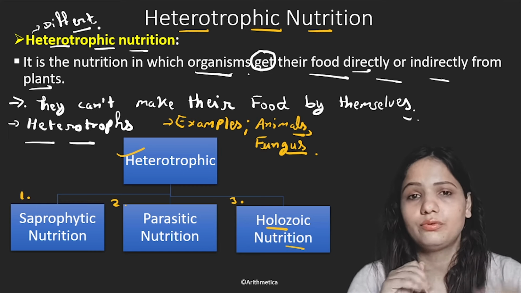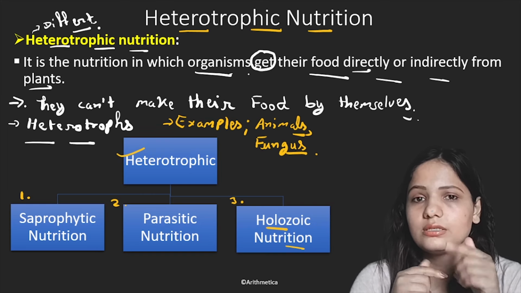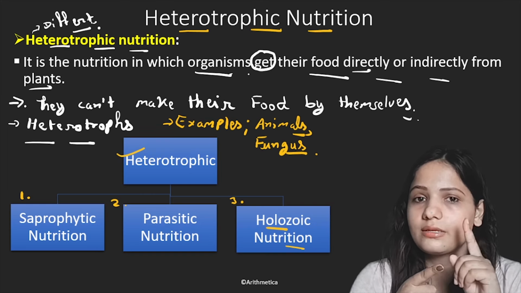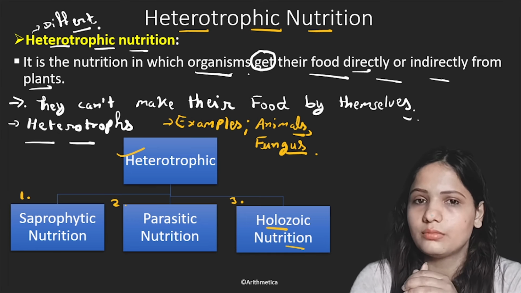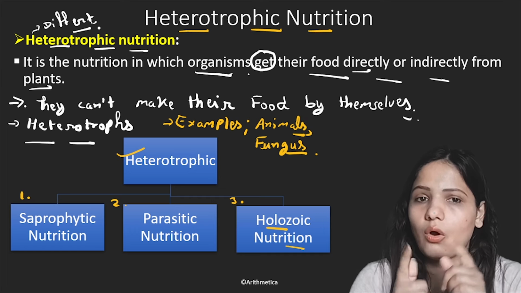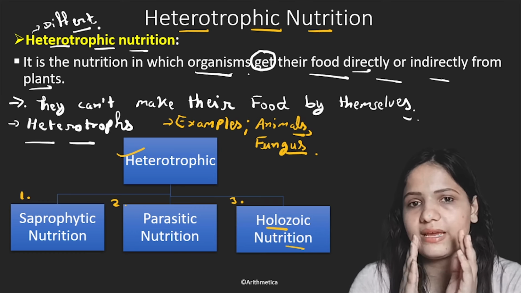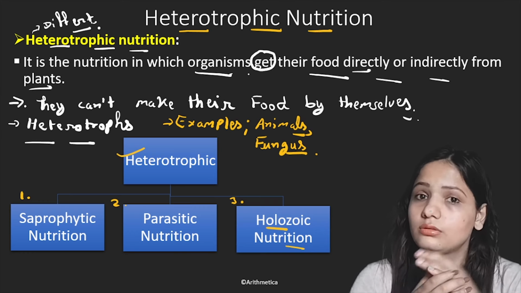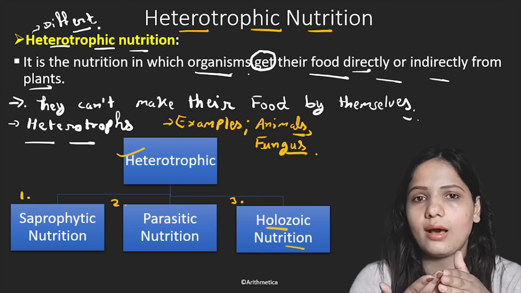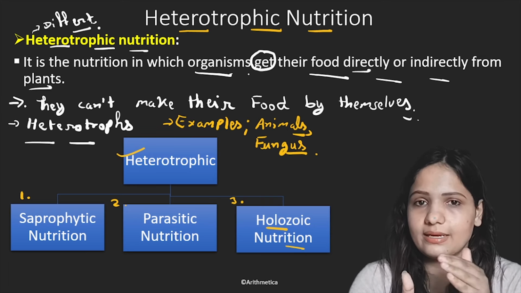Okay, so for heterotrophic nutrition, we have covered the definition part. Definition: these are the organisms that have no ability to make their food on their own. They depend for their food on plants directly or indirectly. They can't make their food. Now, the examples are animals and fungus. The organisms which make their food on their own are autotrophs, and the organisms which depend on plants or other organisms for their food requirements directly or indirectly are known as heterotrophs.